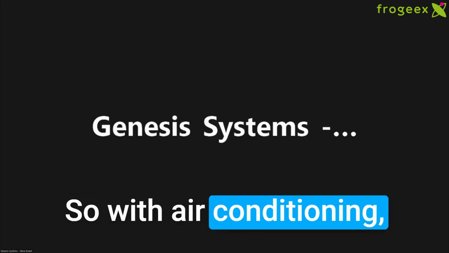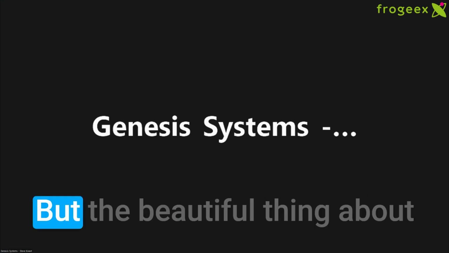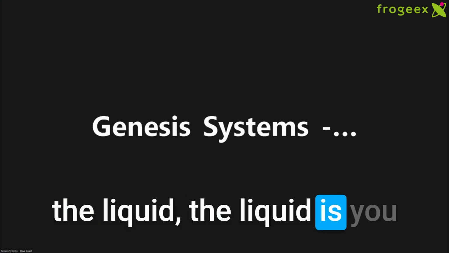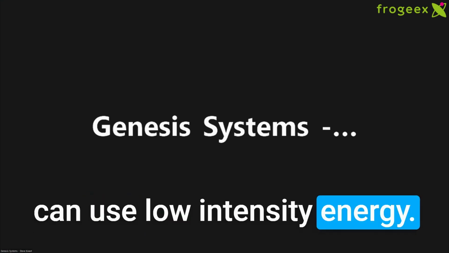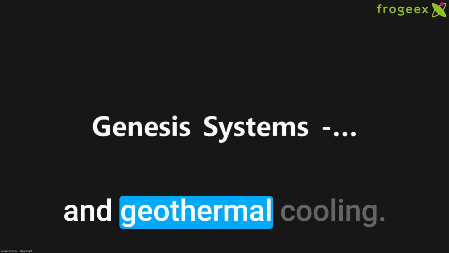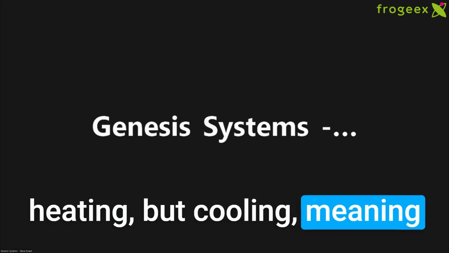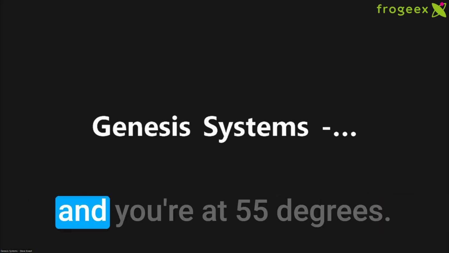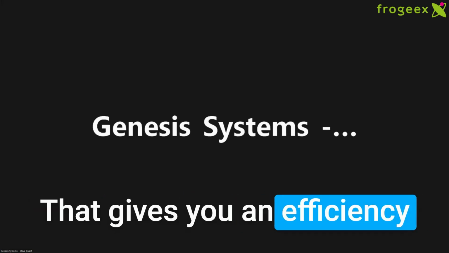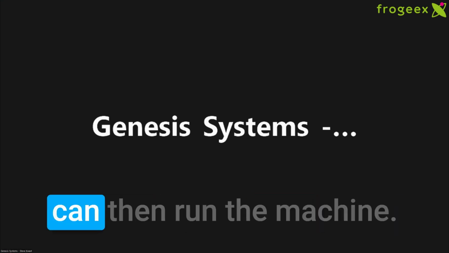Right. So with air conditioning, you need kind of high intensity energy. But the beautiful thing about the liquid to liquid is you can use low intensity energy. It is designed for solar power and geothermal cooling. I'm not talking geothermal heating, but cooling, meaning that you only go down about 3 or 4 feet and you're at 55 degrees. That gives you an efficiency quotient where solar panels can then run the machine.